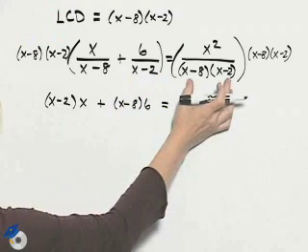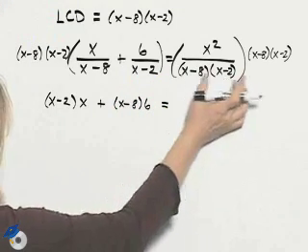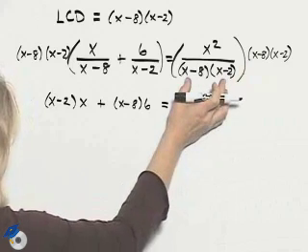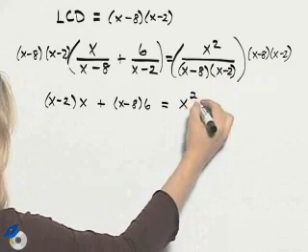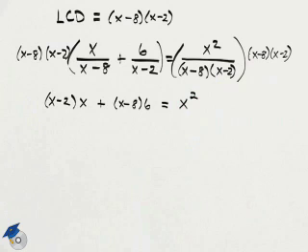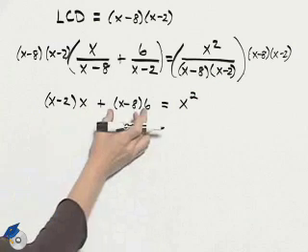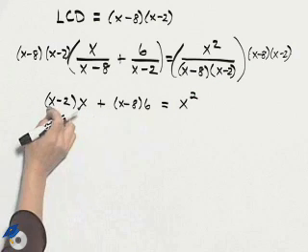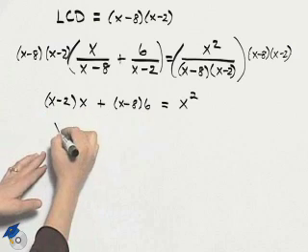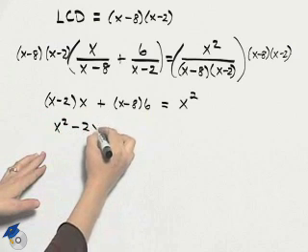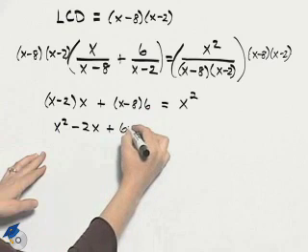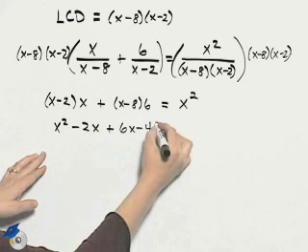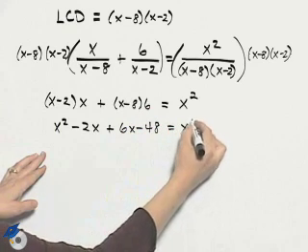On the right-hand side, we notice that we will be able to divide out the x minus 8 times x minus 2, so we're simply left with an x squared. Now I have to simplify by using the distributive property on the left. So we'll have x squared minus 2x. Here we'll have 6x minus 48 equals x squared.